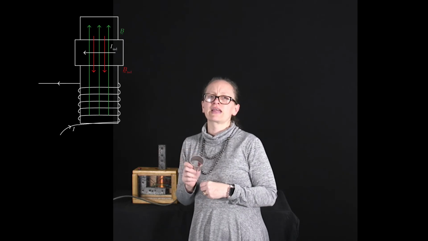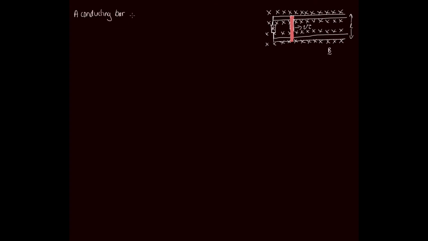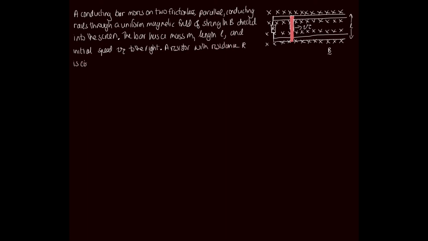So let's have a look at a problem that we can solve using Faraday's law now. The problem is: a conducting bar moves on two frictionless parallel conducting rails through a uniform magnetic field of strength B directed into the screen. The bar has a mass m, length L, and an initial speed Vi to the right. A resistor with resistance R is connected in series with the bar. The resistance of the rails and bar are negligible.